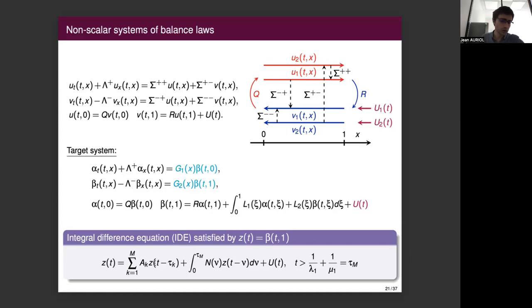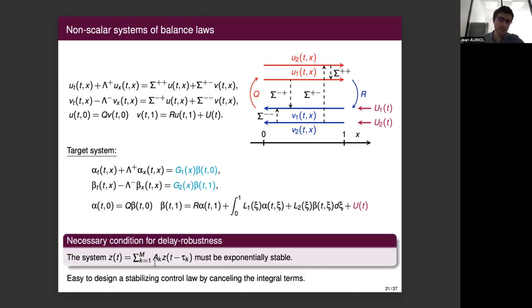Okay, so two systems of equivalent stability properties, but you still need the same necessary condition for delay robustness, which is that the principal part of the system, so the one without the integral terms, must be exponentially stable. So this is a necessary condition for delay robustness. And it means basically that your open loop system without the sigma terms must be exponentially stable.